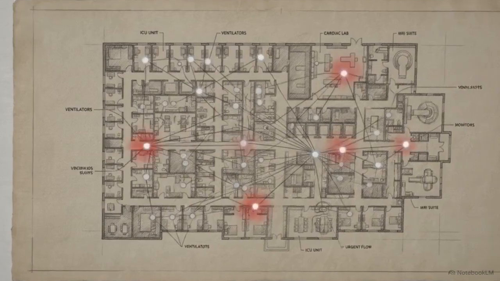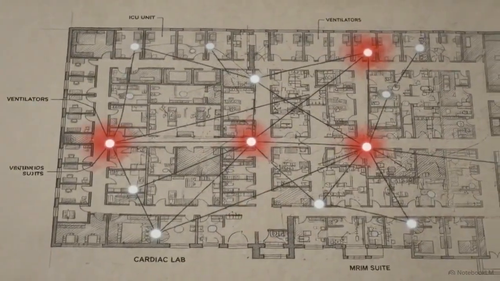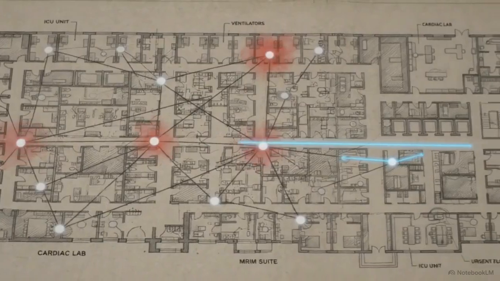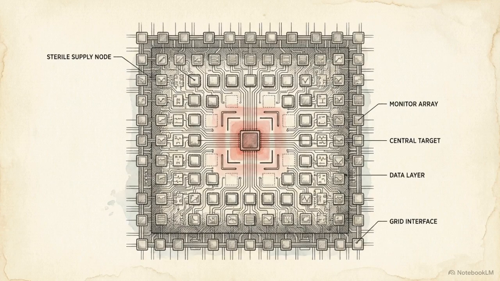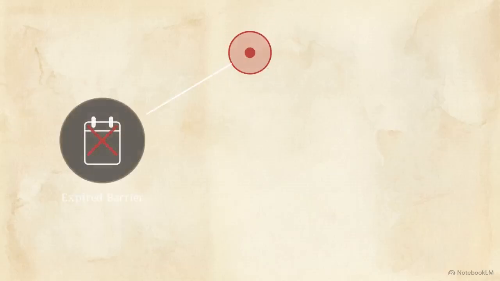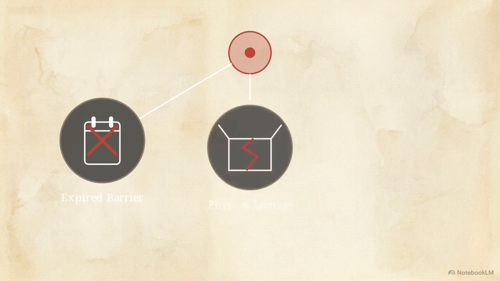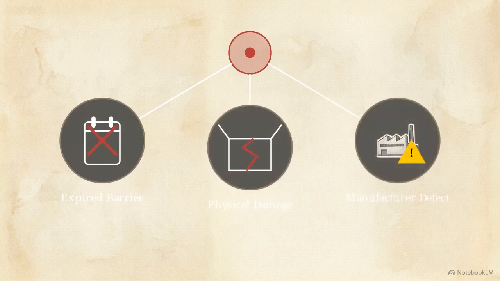This schematic maps the floor plan of a modern hospital, revealing a vast, interconnected web of medical technology. Patient care relies entirely on thousands of these active devices, monitors, and sterile supplies functioning flawlessly. When a single node in this web fails, whether through an expired sterile barrier, physical damage, or an underlying manufacturer defect, the clinical consequence is immediate.